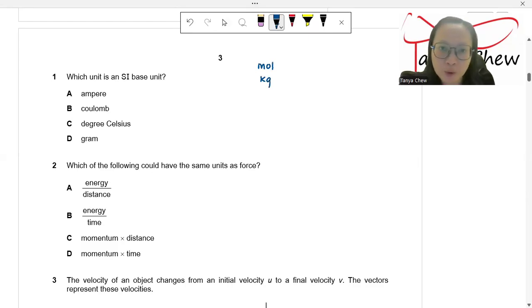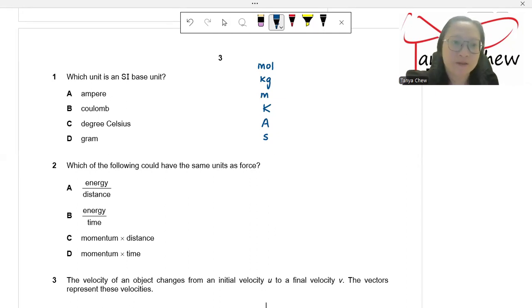The other ones are kilogram, mass; meter, distance; Kelvin, temperature; ampere, current; and the last one, second. That's the SI base unit of time. So these are all the 6 base units that are covered in your AS syllabus. Please make sure that you memorize this. Therefore, the answer is A.